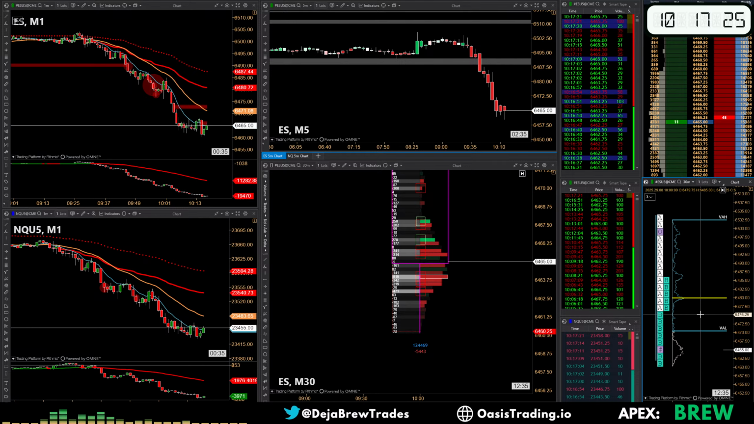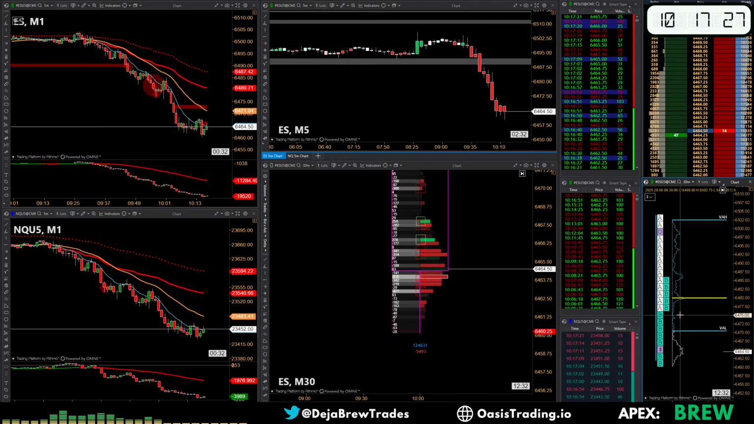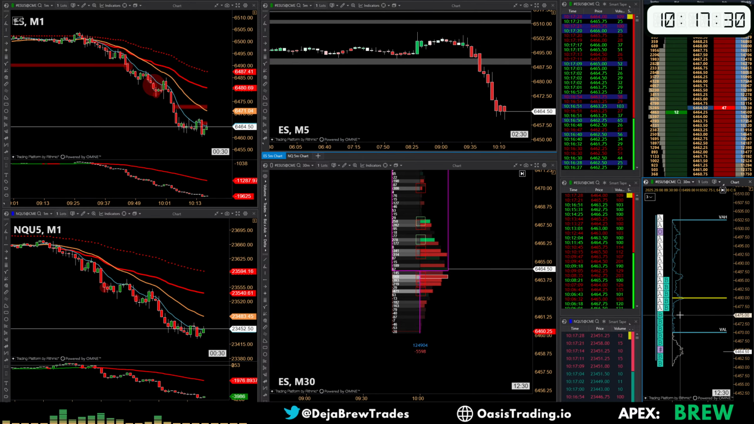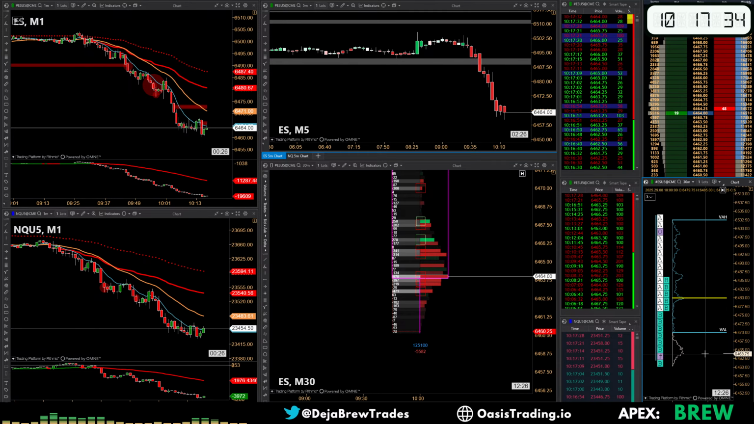Keep an eye on the 30-minute close. We're about halfway there. We'll create single prints to 75 if it closes down here. Also keep an eye on the POC. POC possibly shifting to 64 at any moment.